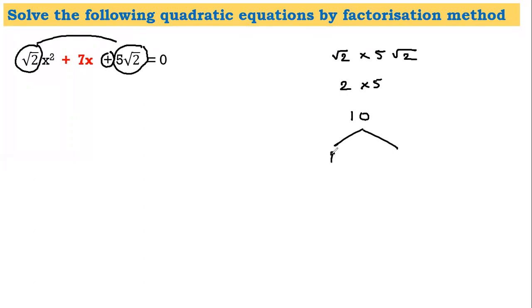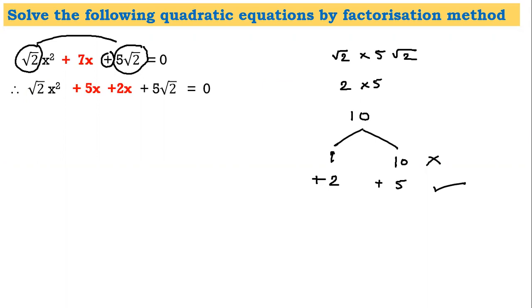So 1 into 10, 1 plus 10 will not give me 7. After 1 we take 2, 2 into 5 is 10, 2 plus 5 will give me 7. Now since it's a sum based on addition, we'll give middle number sign to both the factors. So plus sign to both the factors. Now students, let us try solving this sum ahead and then taking common. Common could be a task here. So the first and the last term as it is, 7x will be written as 5x plus 2x.